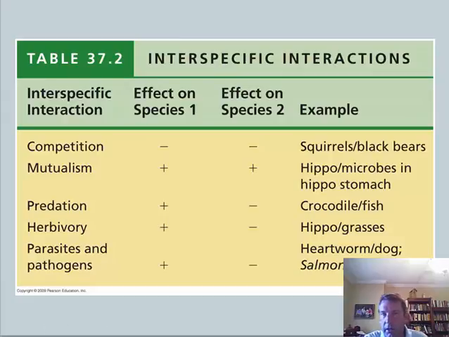So if we were going to put it up here on this chart, we would put a 0 there because it wouldn't be a negative or it wouldn't be a plus. That's called a commensalistic relationship, commensalism, and we mentioned that in the outline.